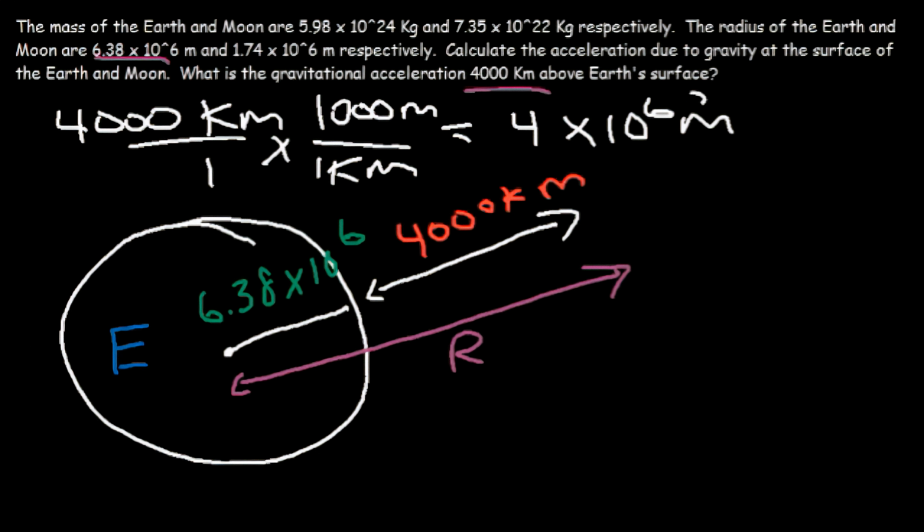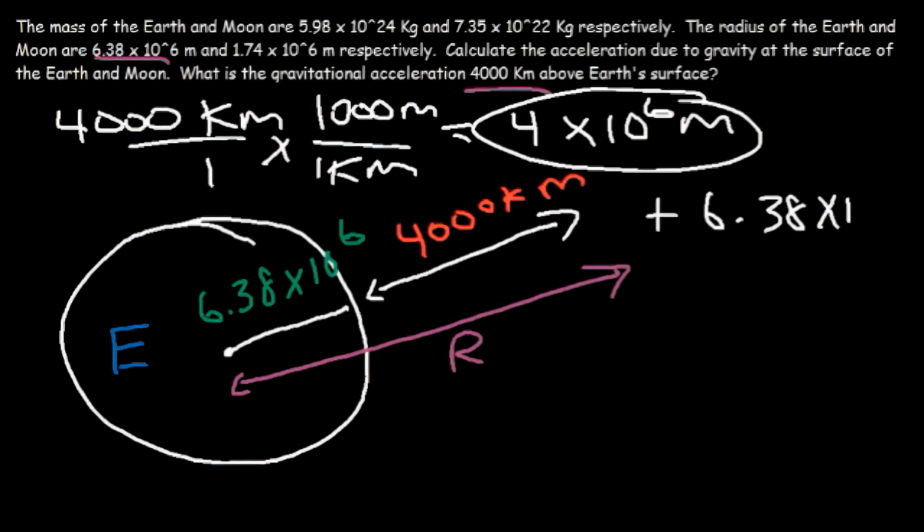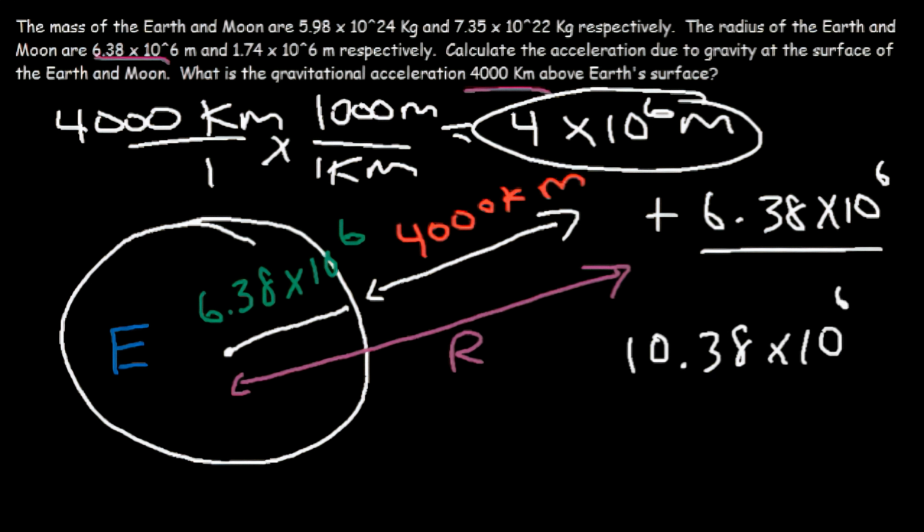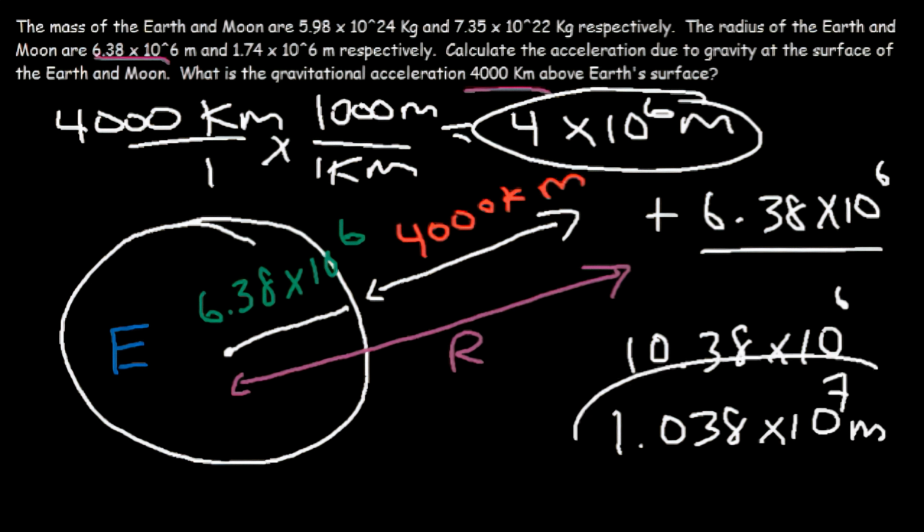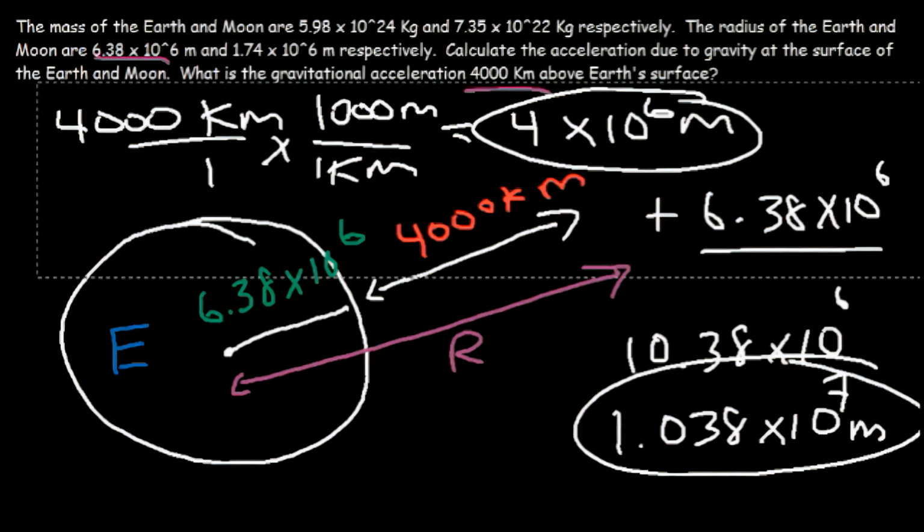So if we take the altitude and add it to 6.38 times 10 to the 6, this will give us 10.38 times 10 to the 6 meters, which is the same as 1.038 times 10 to the 7 meters. So this is the R value that we want to use. So as you move away from Earth's surface, the gravitational acceleration will decrease. But let's see how much. Let's go ahead and get the answer.